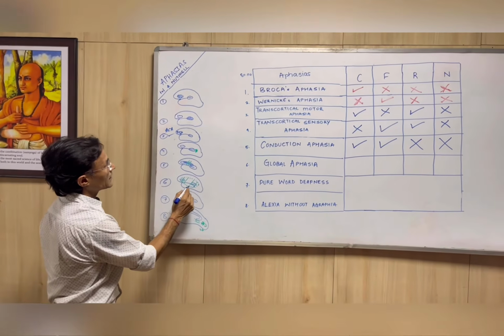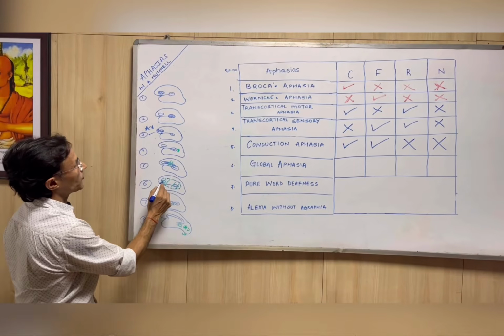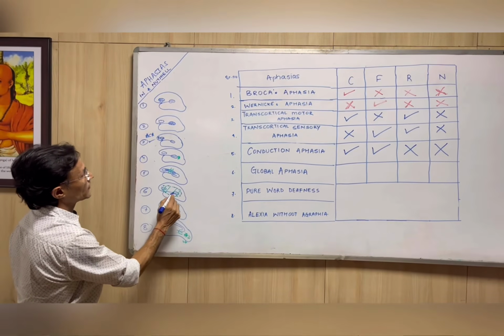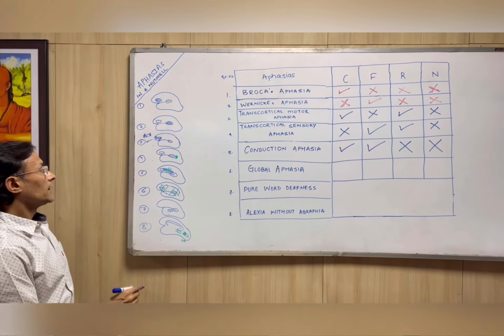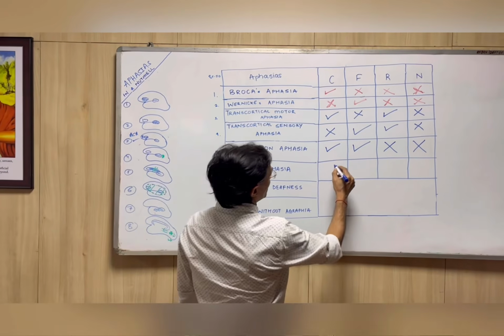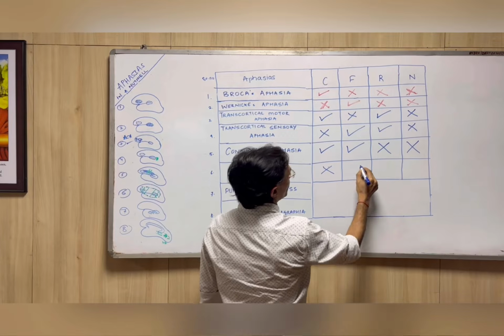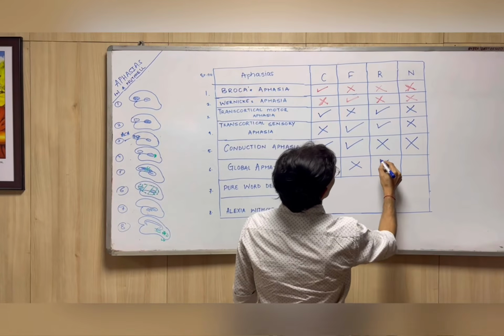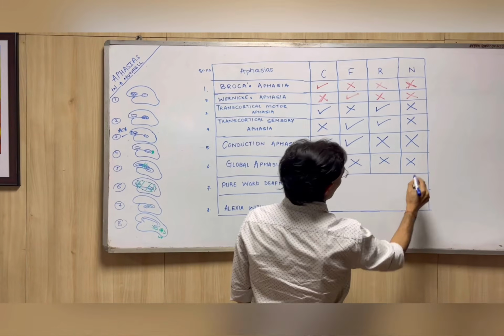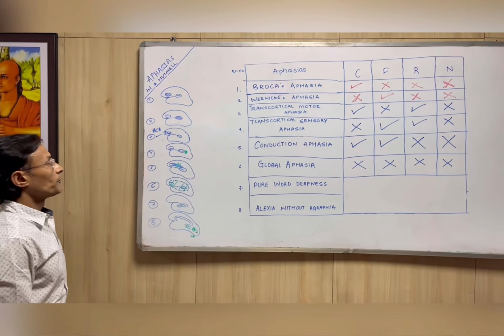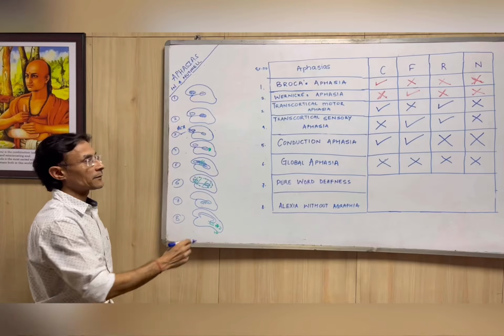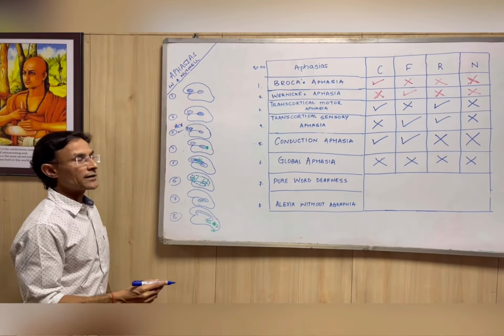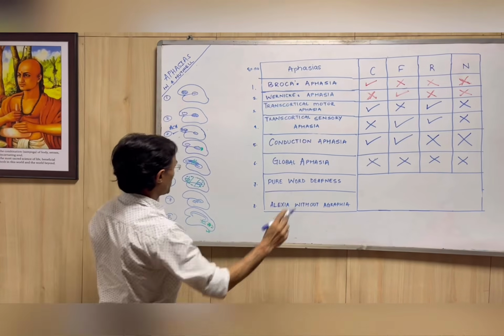The whole of this part is damaged, including Broca's area, the arcuate fasciculus and Wernicke's area, which is known as global aphasia. Nothing is spared. Comprehension lost, fluency lost, repetition lost, naming lost. So large infarcts that involve the stem of the middle cerebral artery on the left or dominant side will lead to global aphasia.